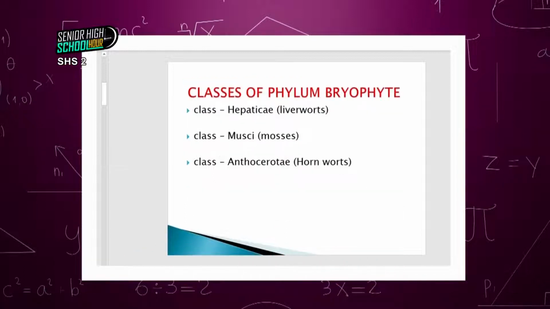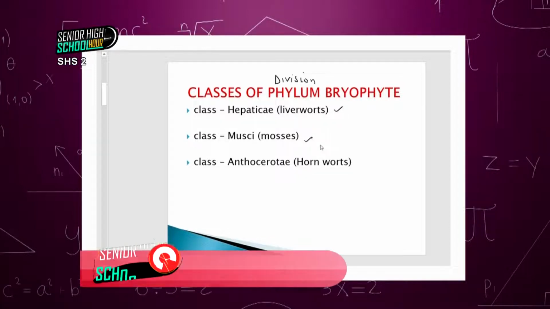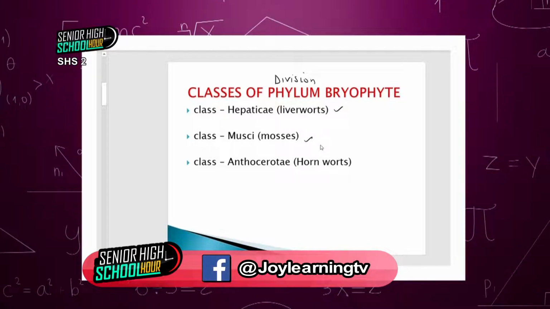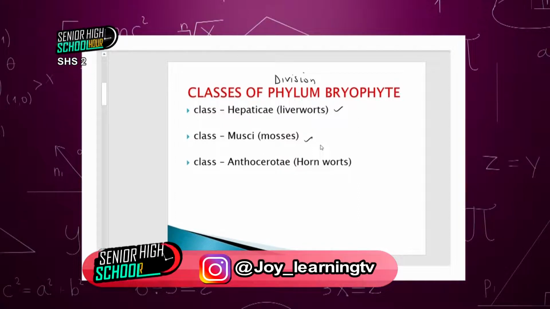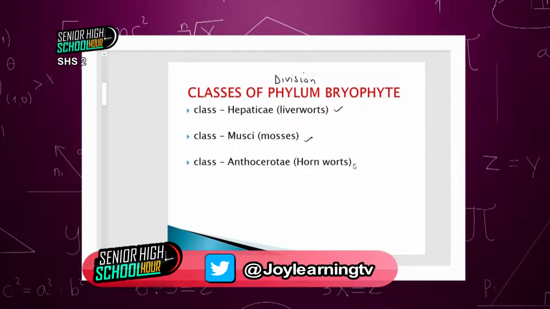These are the classes of division Bryophyta. In common books, you have these three. But at high school level, we only deal with the first two. Class Hepaticae, sometimes called liverworts. Then the class Musci, sometimes called mosses, the one we mostly treat in class. Then the class Anthocerotae, the hornworts. Mostly we don't talk about this third one.